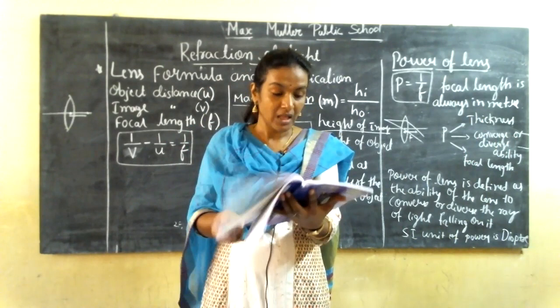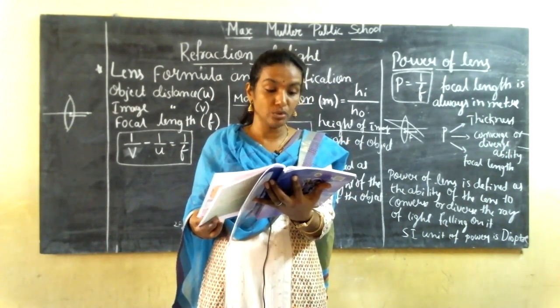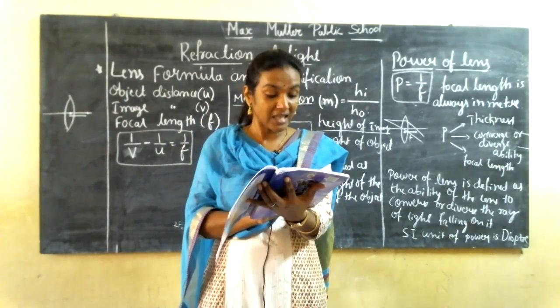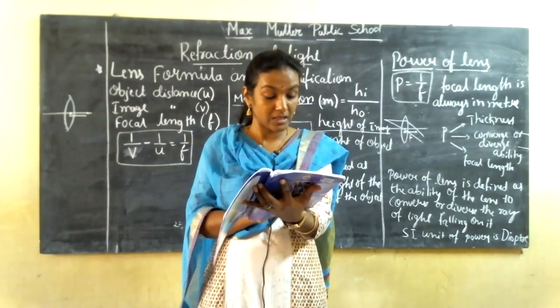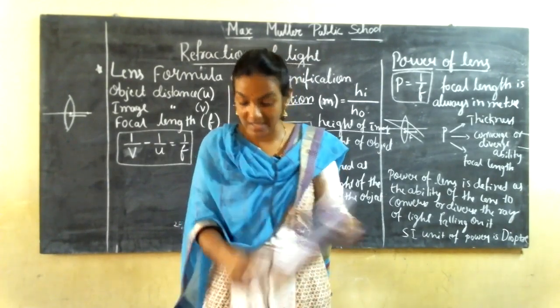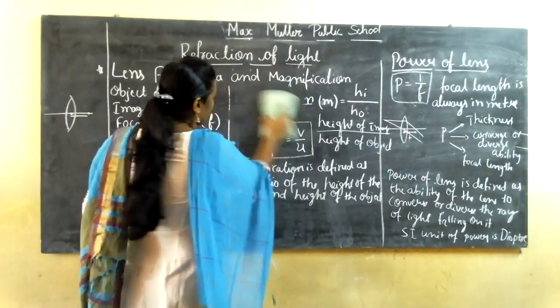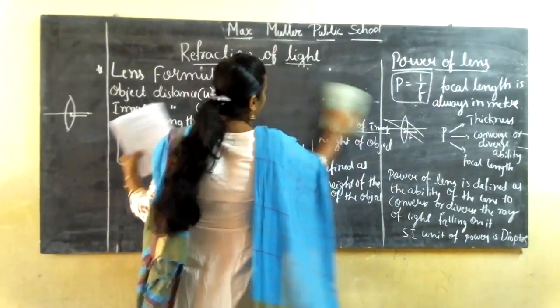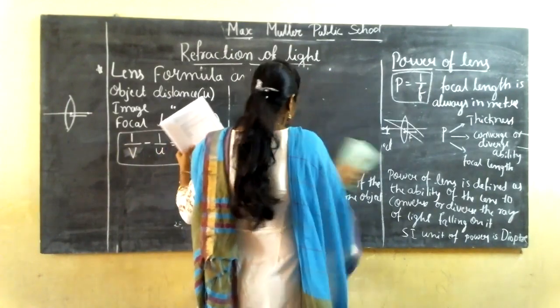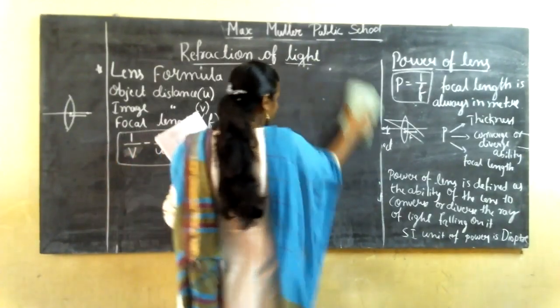Don't worry. The example given in the textbook, children, on page number 92, example 10.3, is the same. It is in the exercise part also, like the 11th question. Let me see what the difference is. One problem I am going to solve now. You all see in your textbook and try to solve with me. Clear?